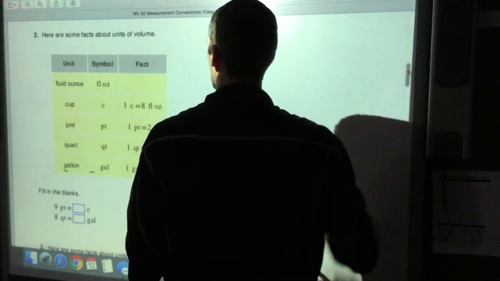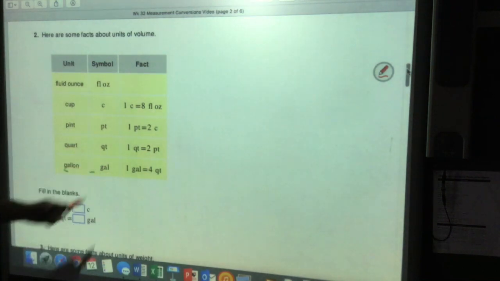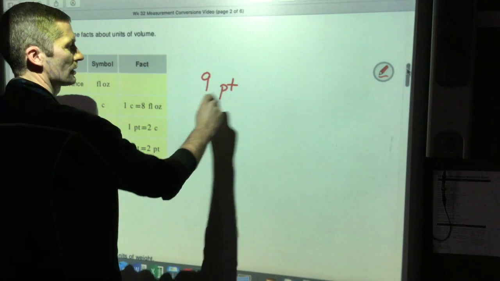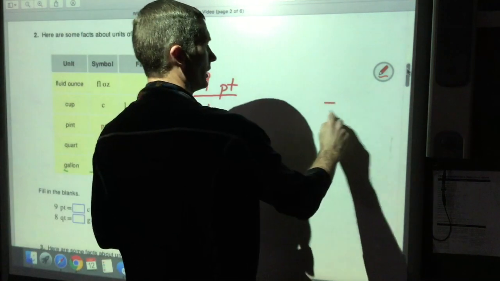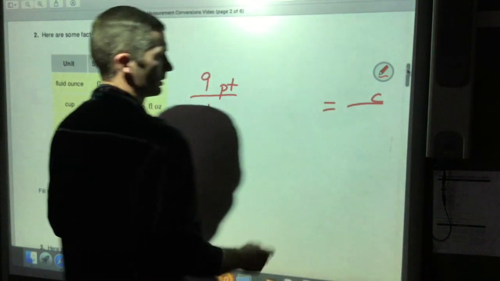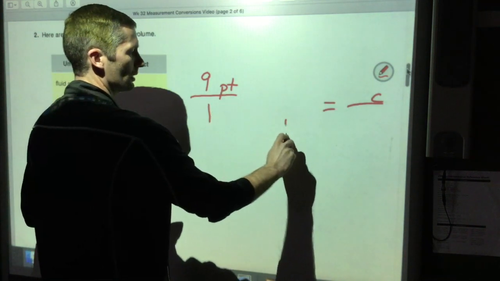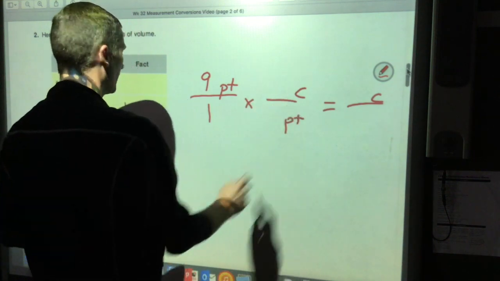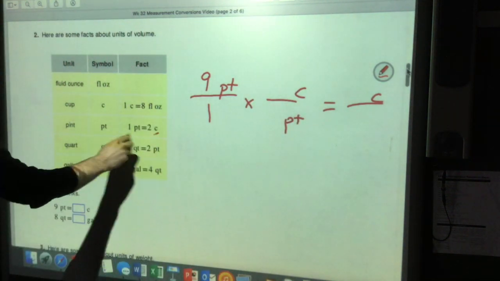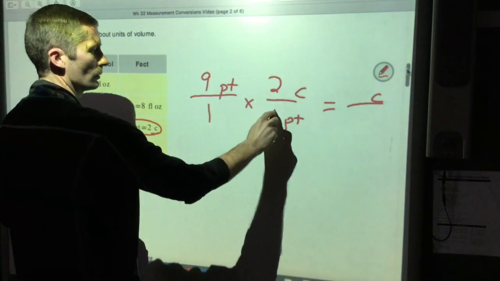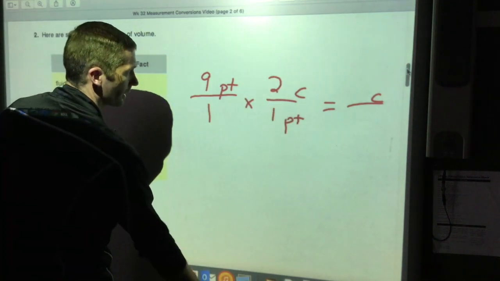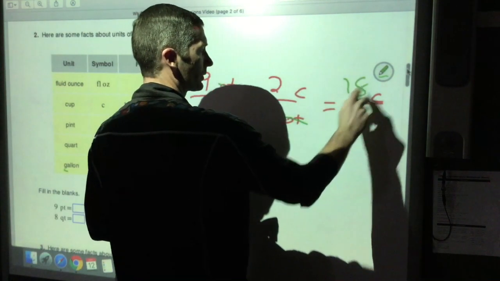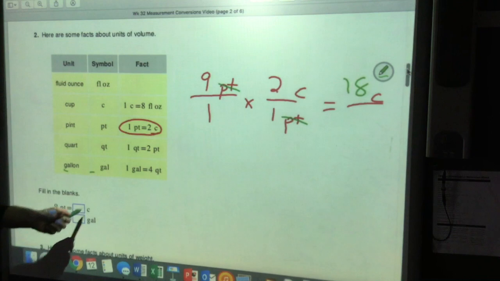Here are some facts about volume. You got your table here, 9 pints to cups. So I'm starting with 9 pints. And I want my answer to be in cups. Okay, so to get pints out of the numerator, I need to put it in the denominator. And I want cups in my numerator. So if I have a cup to pint conversion, I'm good to go. Here it is. 2 cups, 1 pint. So now I can cross out that. I'm left with 18 cups over 1, which is just 18 cups.